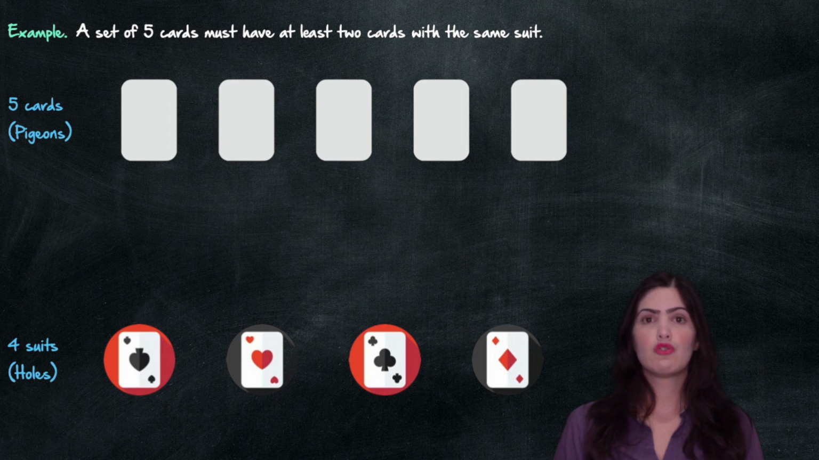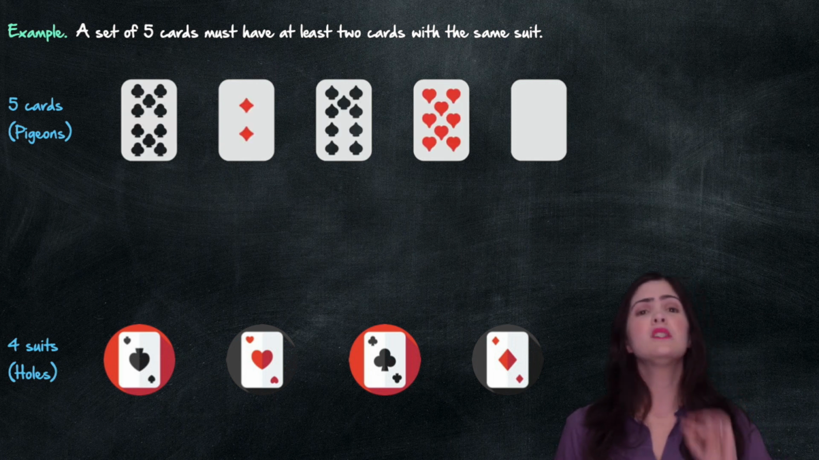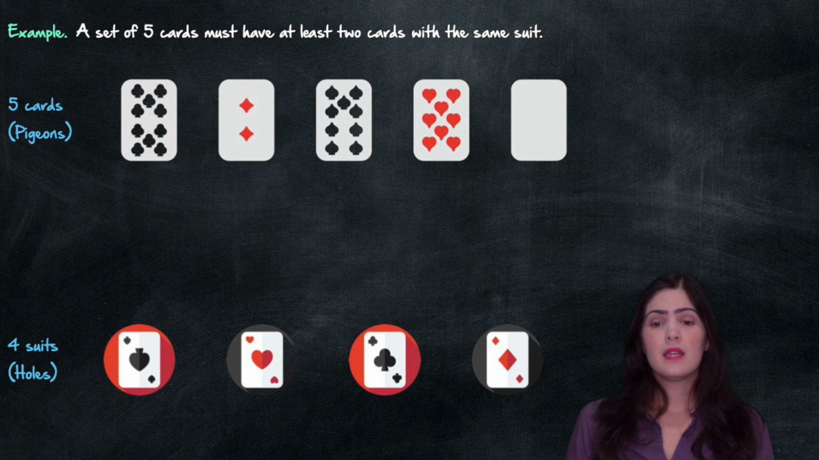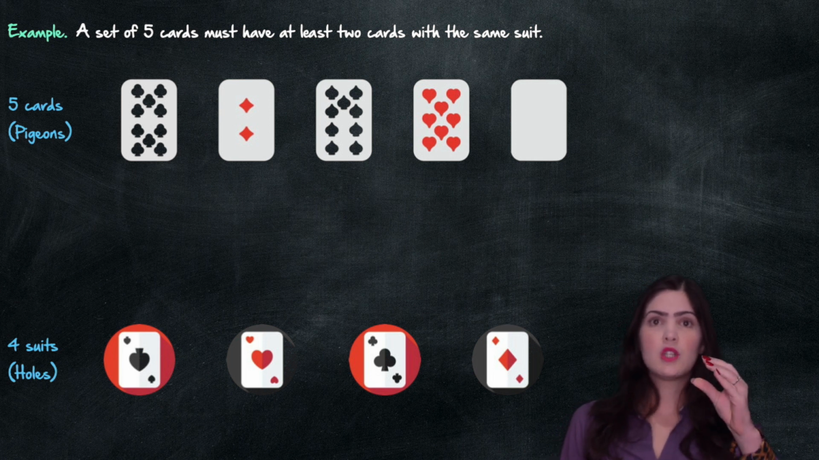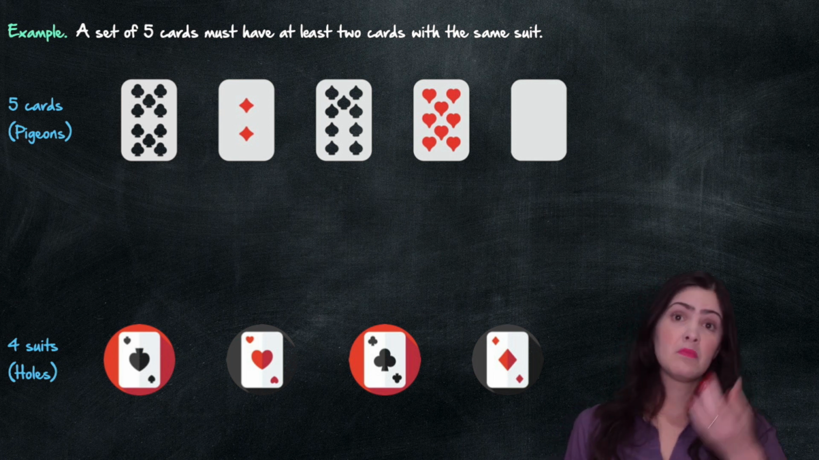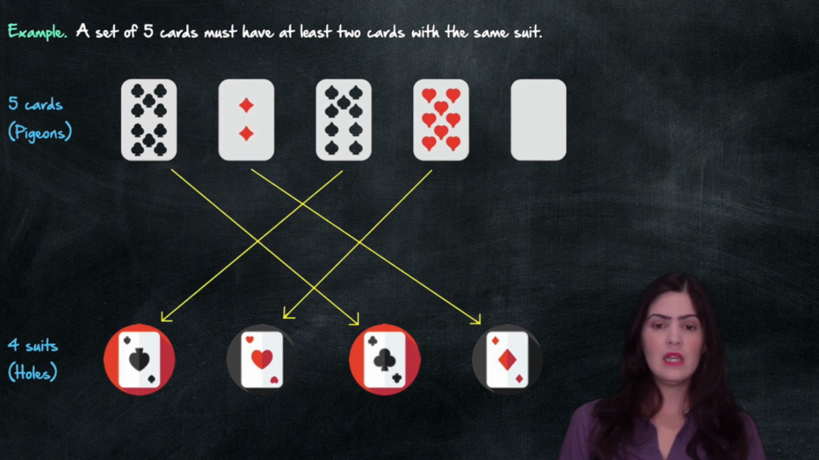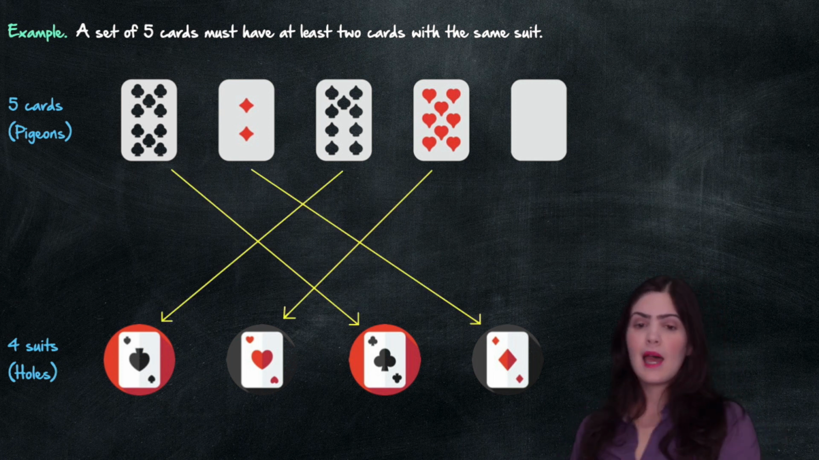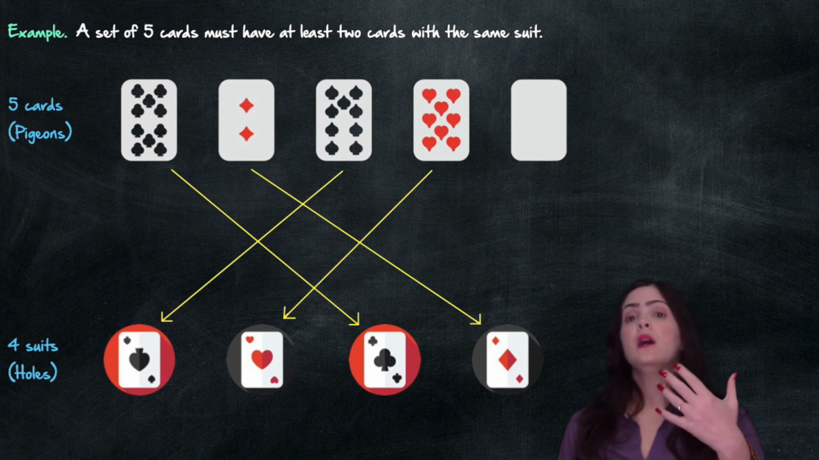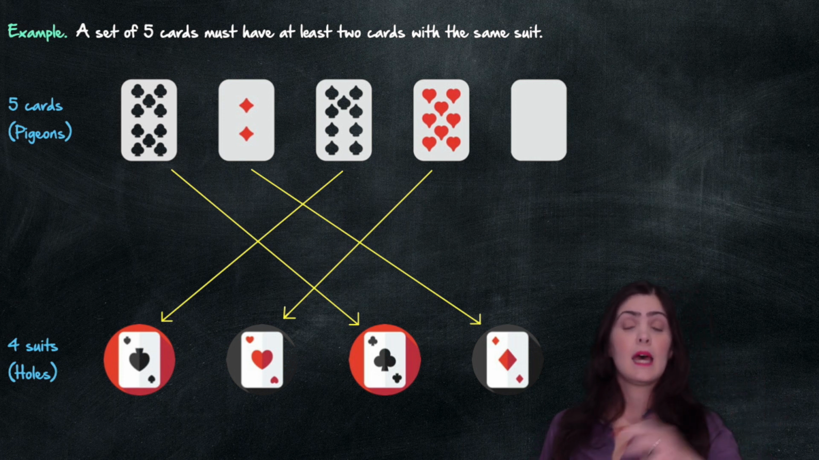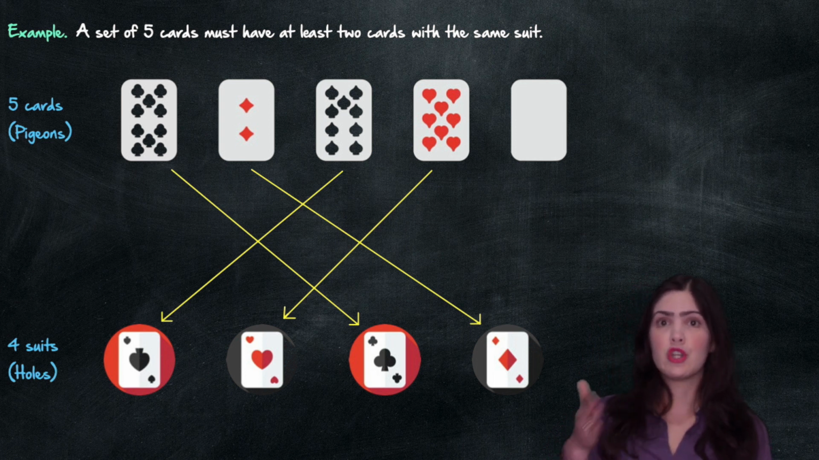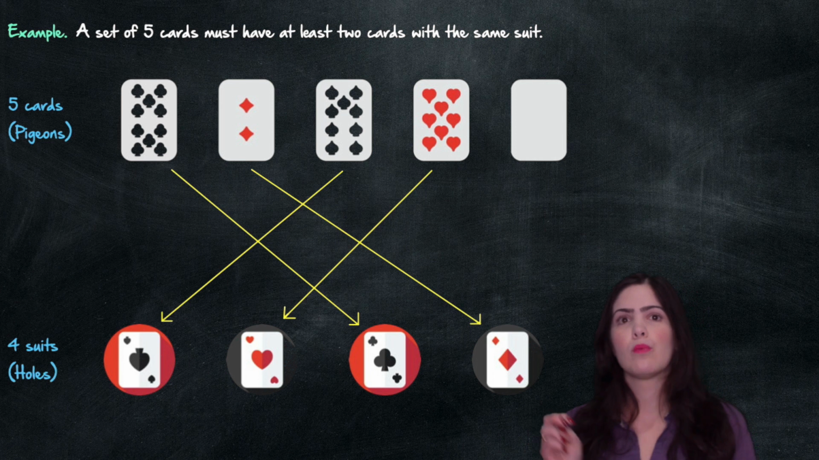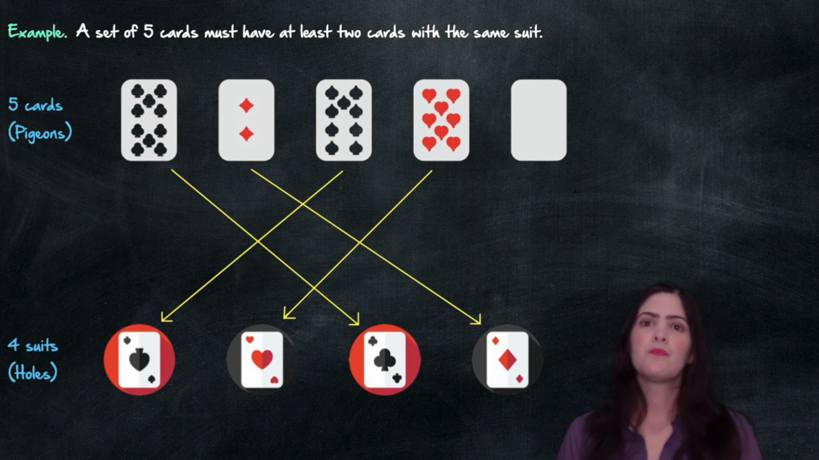So imagine that I first draw 4 cards, and this is what happens. Now the cards are the pigeons and the suits are the pigeonholes, because each card is going to be mapped to its suit. So here, clubs go to clubs, diamonds go to diamonds, spades to spades, and hearts to hearts. So far I have 1 pigeon, or 1 card, in each pigeonhole, 1 card of each suit.